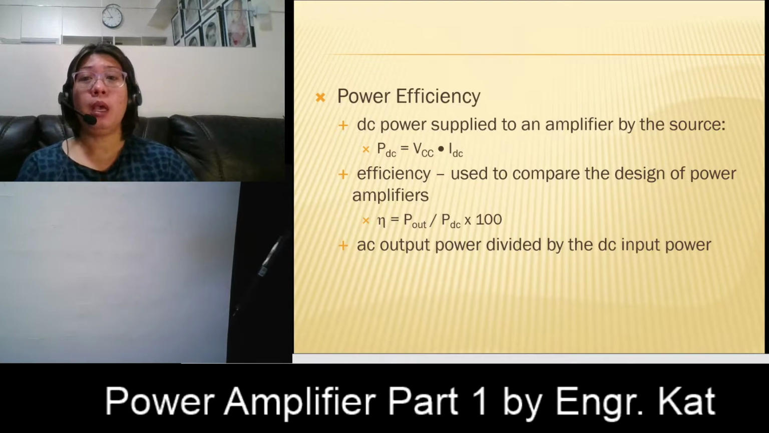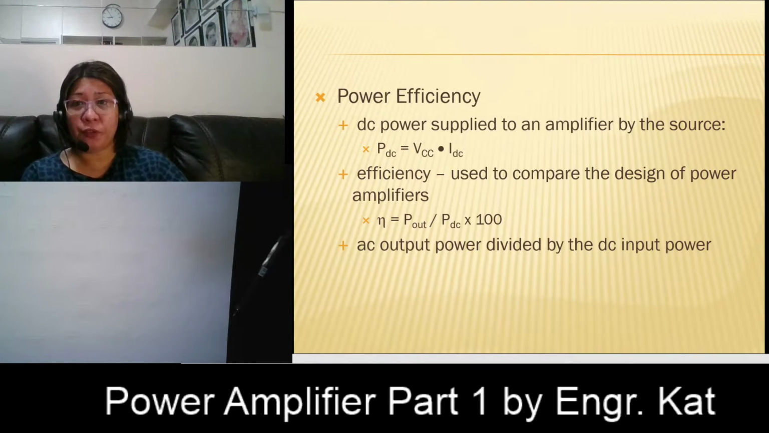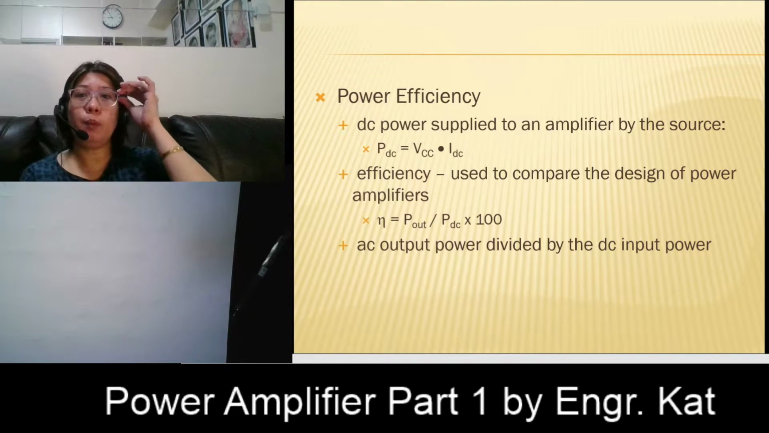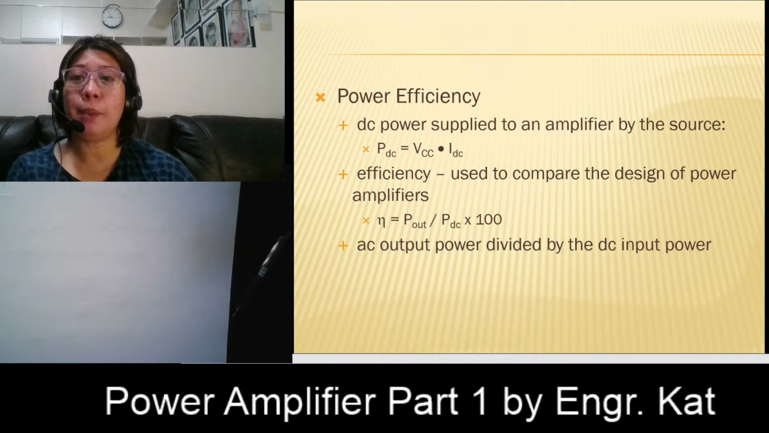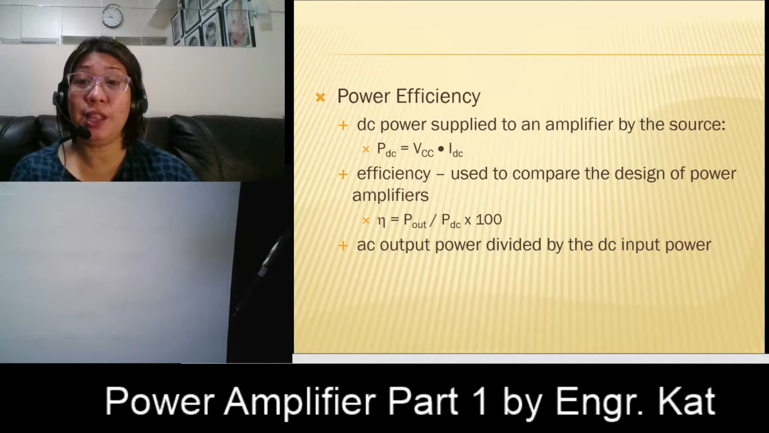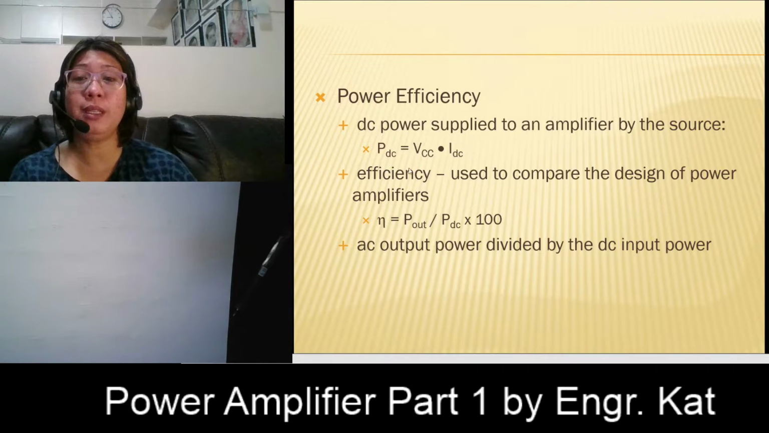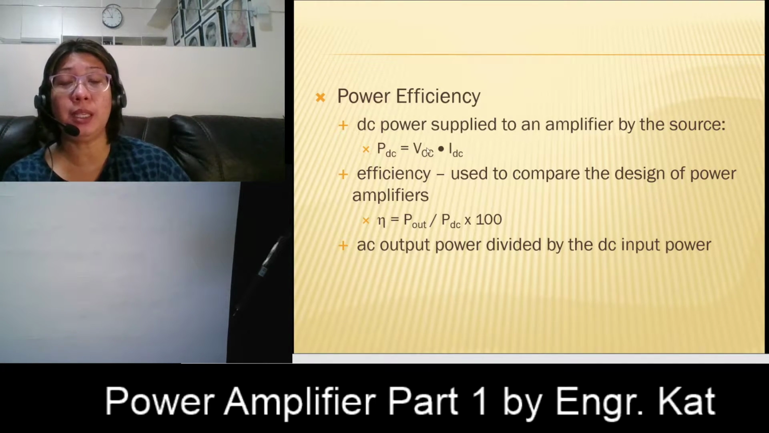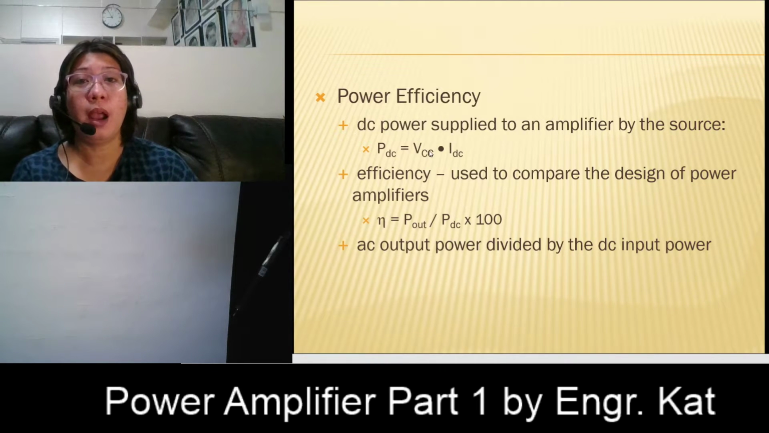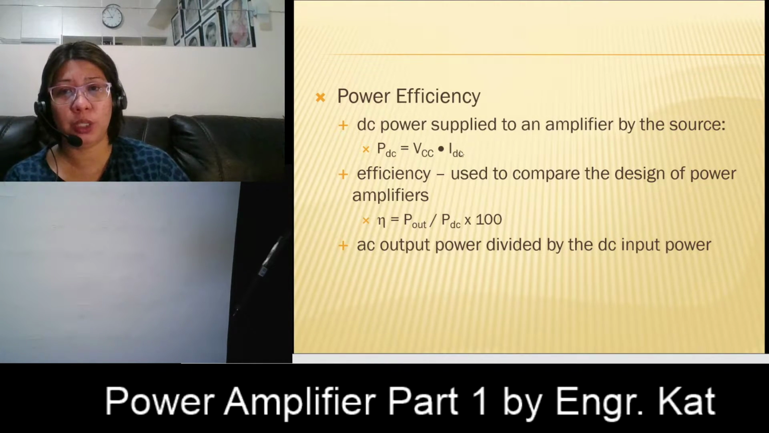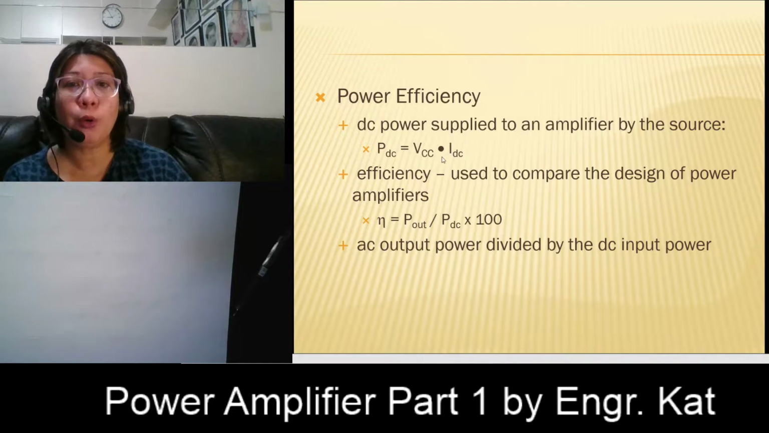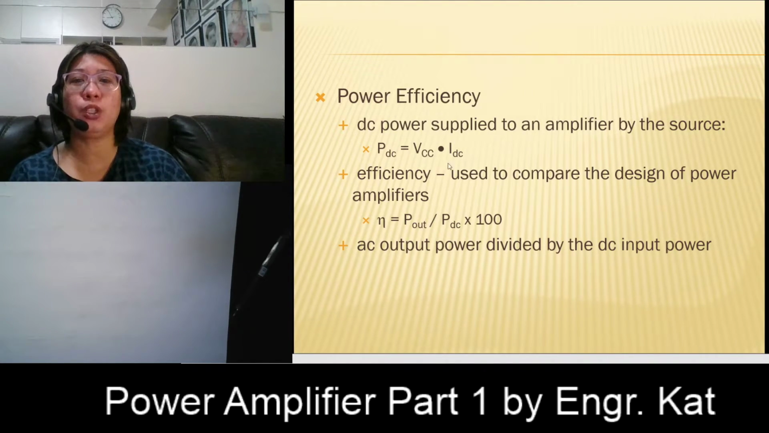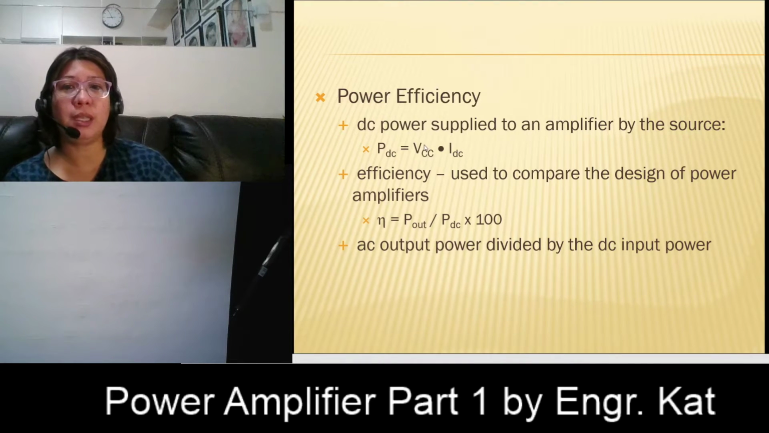Let us start with the power efficiency. To determine the power efficiency, we will need the following. We need the DC power supplied to the amplifier by the source. Your P_DC, or the DC power, is equivalent to your DC source, which is your V_CC if we are having a common emitter configuration, times your I_DC, or I_CQ. This is your DC current and this is your DC voltage.